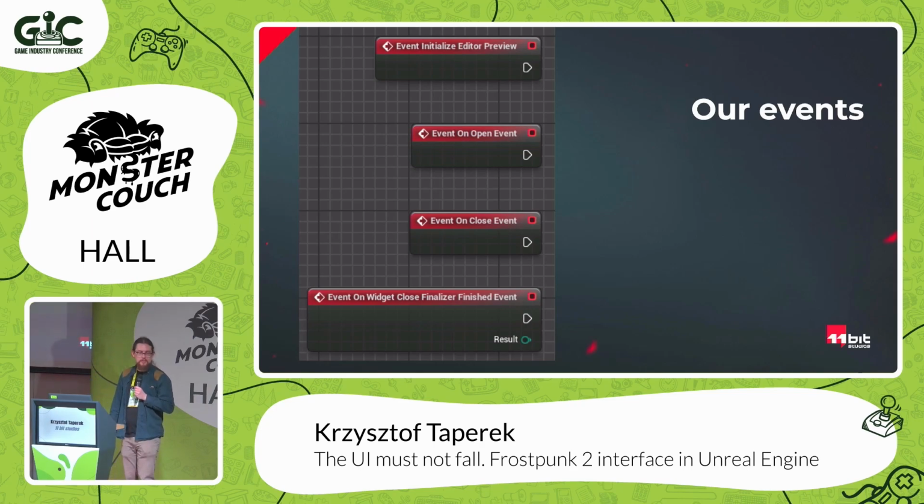And the last one is something more complicated. We have OnWidgetCloseFinalizerFinished, which is not a very beautiful name, but gets the job done. And it's for OnClose animations, because by default in Unreal it's not possible to make an OnClose animation. When you call animation on hiding a panel, it will just hide the panel and the animation will be stopped, and it's not possible to progress that animation. So we just implemented a separate node to call OnClose animations, and we are waiting with the real closing of the panel until all animations are finished.